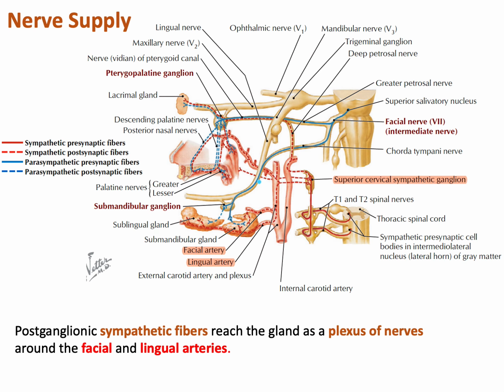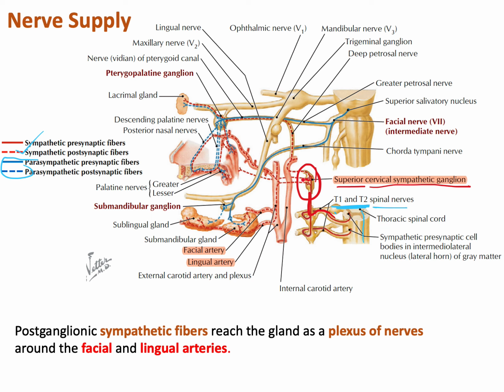So that was about the parasympathetic in the blue color. Now let us look at the red color, which represents the sympathetic fibers. Look at the sympathetic fibers from the spinal cord around T1 and T2 spinal nerves. The fibers will ascend until they reach a sympathetic ganglion known as the superior cervical sympathetic ganglion. That's located in the neck.